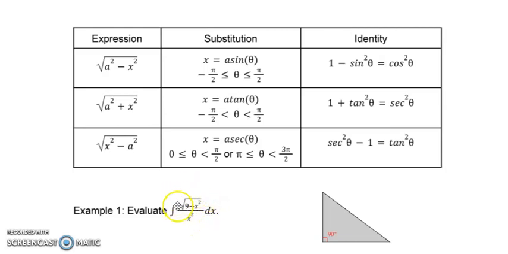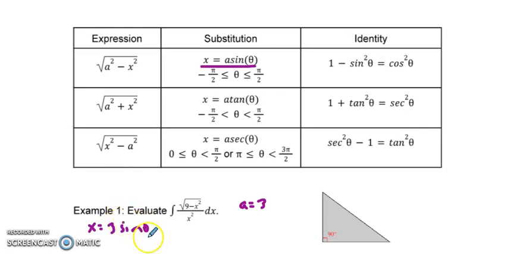So your job is to say, okay, here's my square root. It's 9 minus x squared, so it's in the form of a squared minus x squared, where a happens to be 3. I'm going to go ahead and write that in. We have a equals 3 here. And the substitution we're going to use is x equals a sine theta. So x equals 3 sine theta.